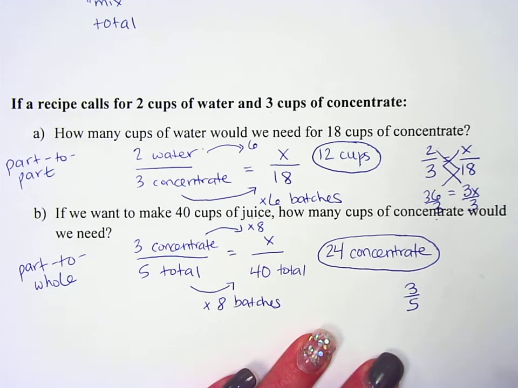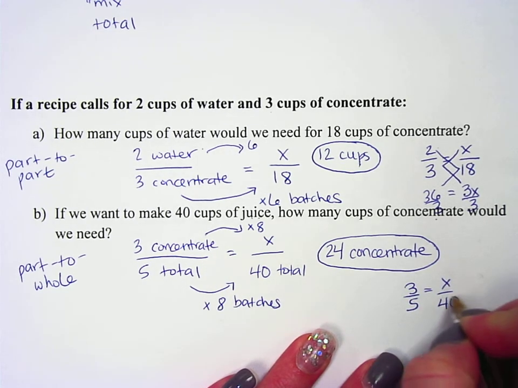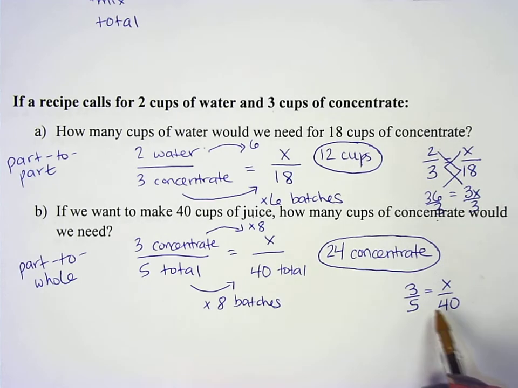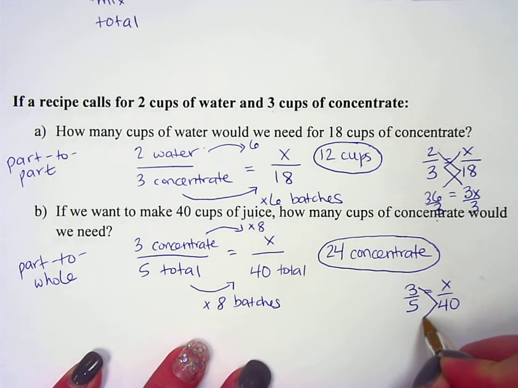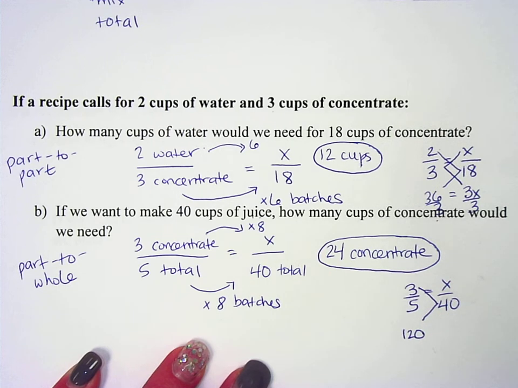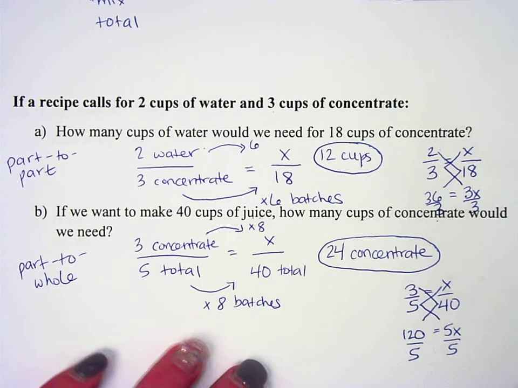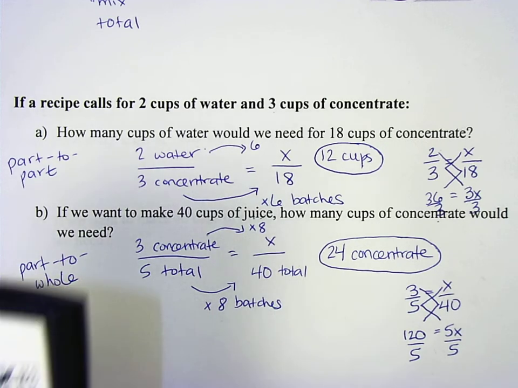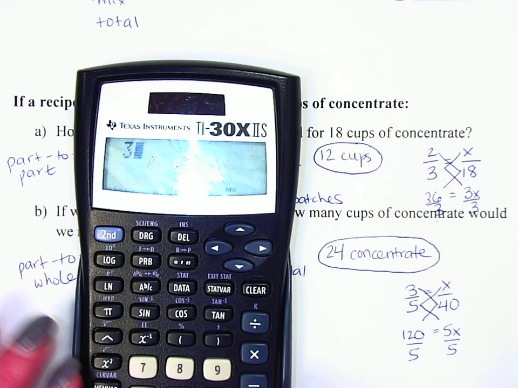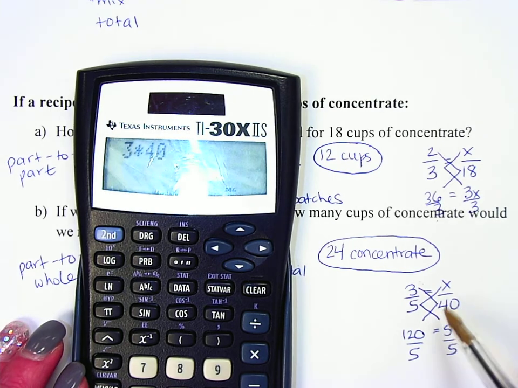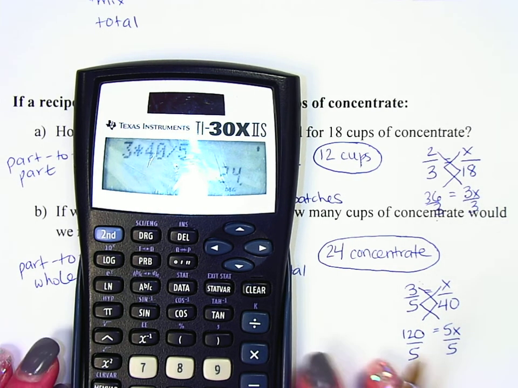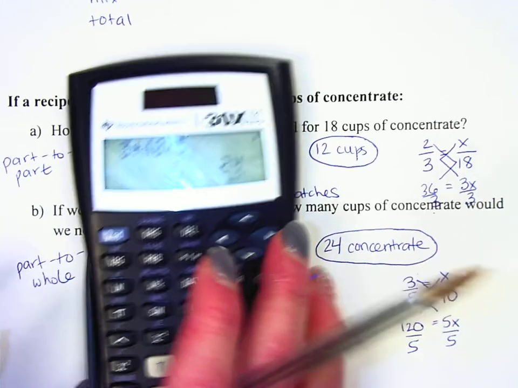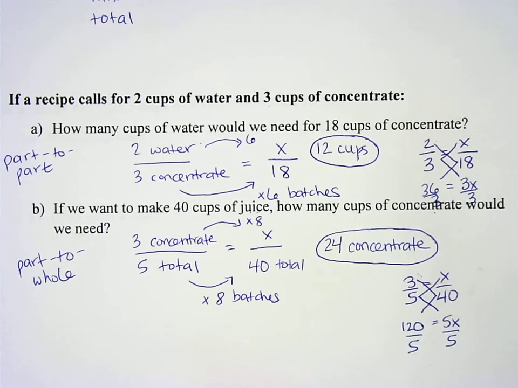We had our ratio of 3 to 5 equals x to 40. If you don't see the scale factor, remember we can cross multiply. I would take 3 times 40, and I would get 120. 5 times x is 5x. To solve for x, we divide by 5. You can double check that in your calculator. I have 3 times 40, I multiply those diagonals, and then divide by 5. So again, my answer is still 24 cups. Same thing as last time. Part to whole is when I have that total mix.